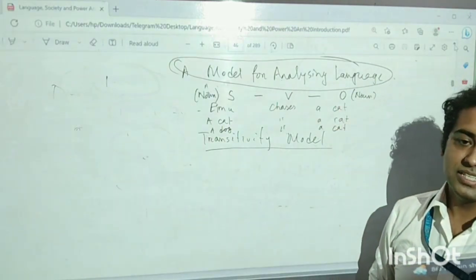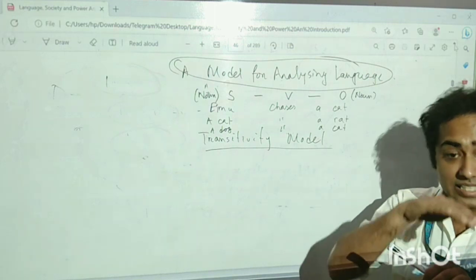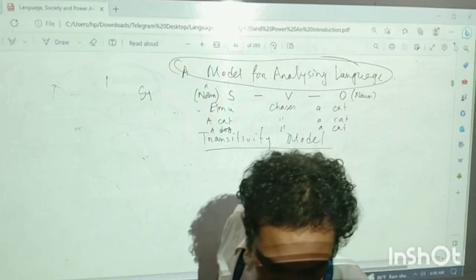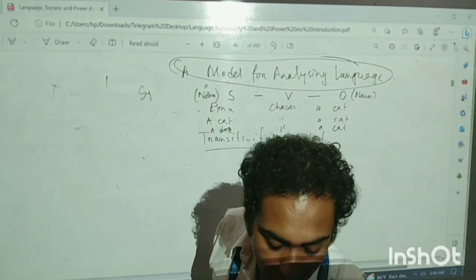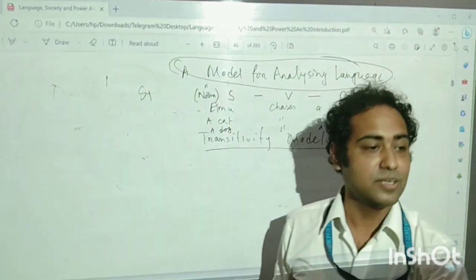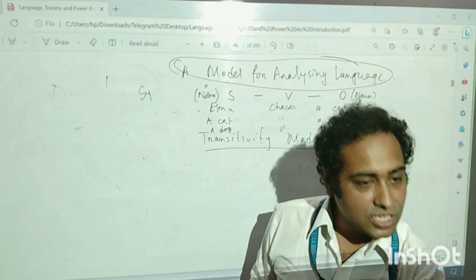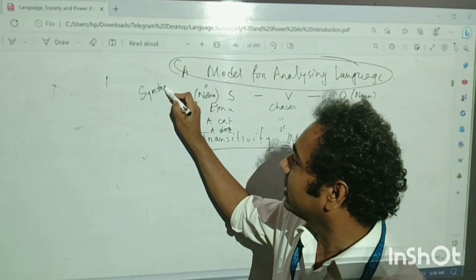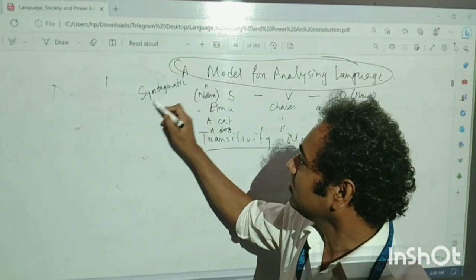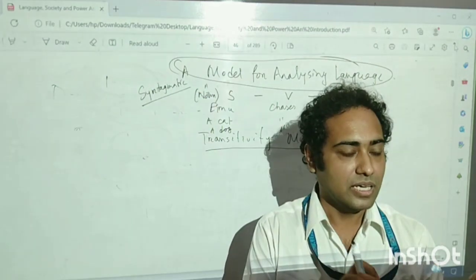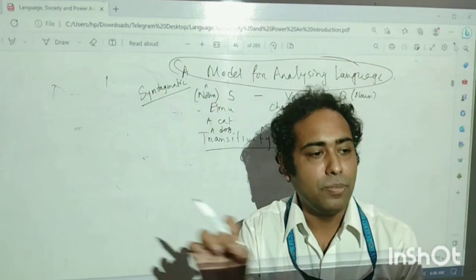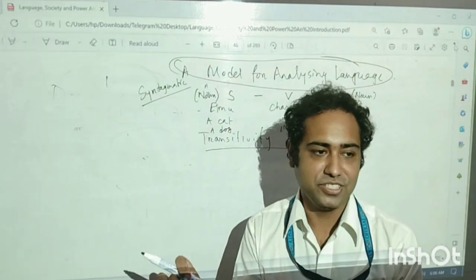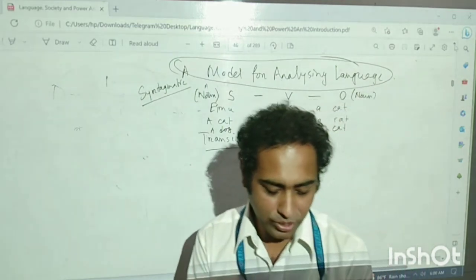Syntagmatic and paradigmatic. Syntagmatic means the relationship of the words in the sentence. Please note it down. Syntagmatic means the order in which words are placed. Please write down only this. The order in which the words are placed. I am completing the chapter very quickly.